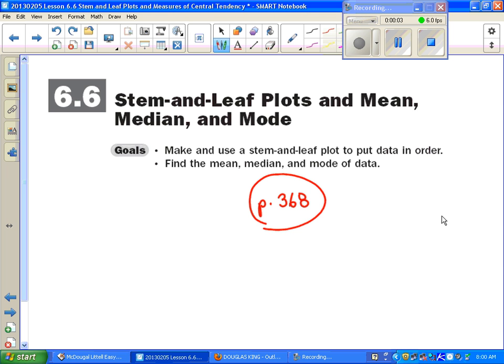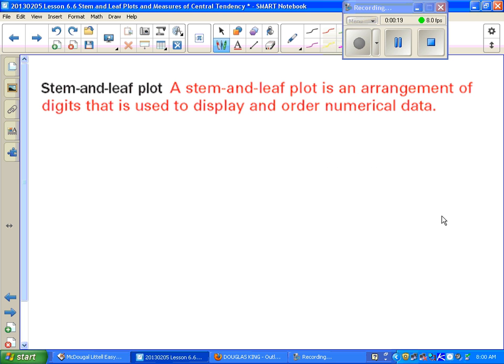Okay, today we're looking at section 6.6. It begins on page 368. Stem and leaf plots and mean, median, and mode, or measures of central tendency. And that's what our two goals are: to make a stem and leaf plot, to put that in order, and then find the three measures of central tendency.